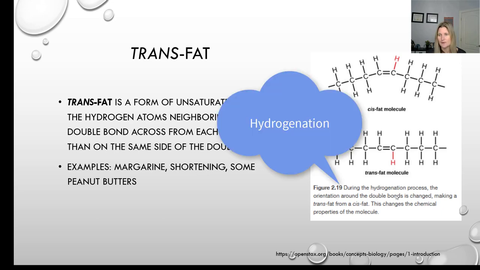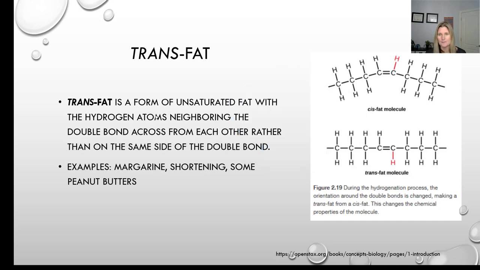In hydrogenation, they change the structure to create a change in the way that the double bond is oriented. You can see here's a normal unsaturated fat molecule. We have a double bond between the two carbons. And notice where the hydrogens are.